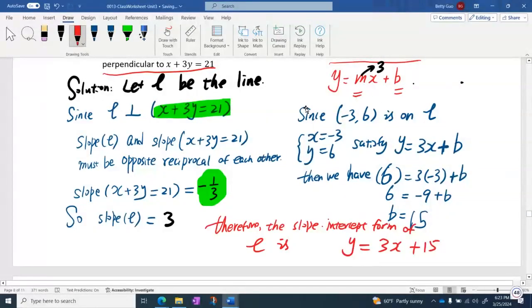To find the value for m, we use the information that L and the green equation are perpendicular, right? To find b, we use the given point. The given point is on the line, so the pair is a solution of the equation. If we plug it in, we would have a true statement. And we set up the equation. The equation only has b as unknown. We can solve the equation for b to find the value of b. And then we have the slope-intercept form.